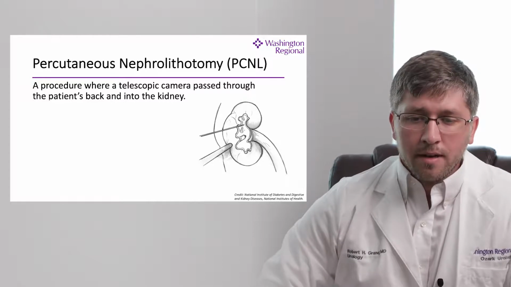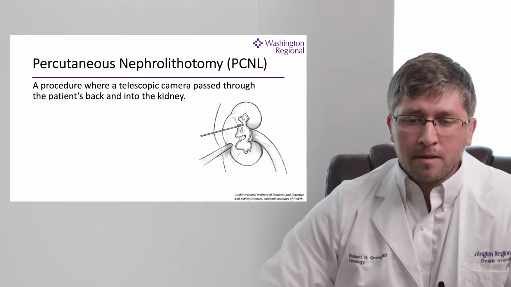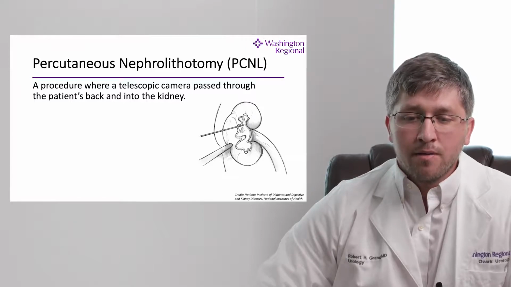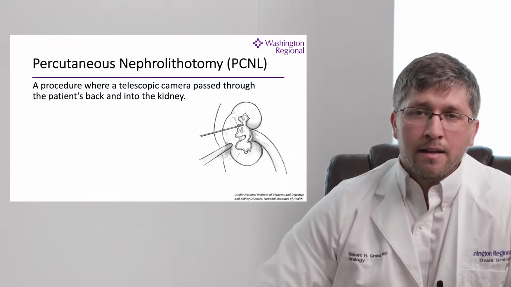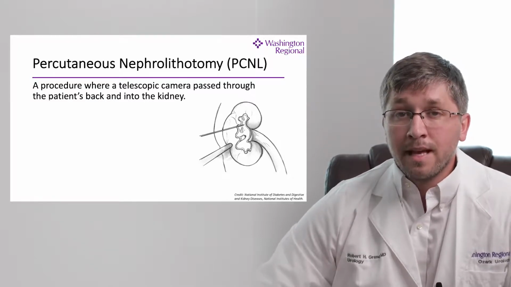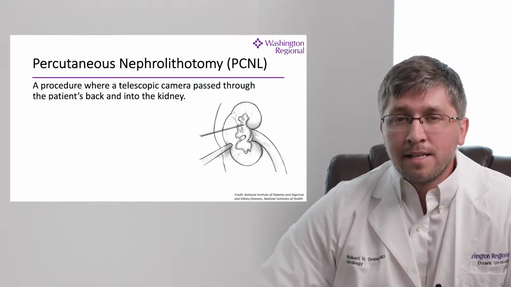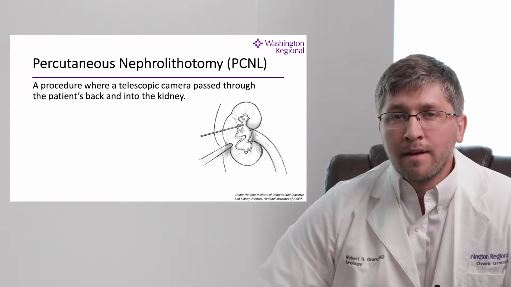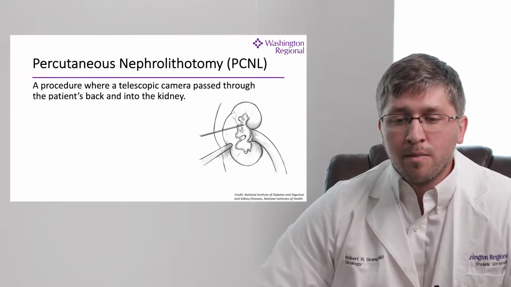PCNL is a procedure where we go through the back to remove large amounts of kidney stone. During this procedure, a telescopic camera is advanced through a passageway from the skin of the back into the kidney, and then a small drill-like instrument is advanced through the camera, and the stone's broken up into smaller pieces and removed.